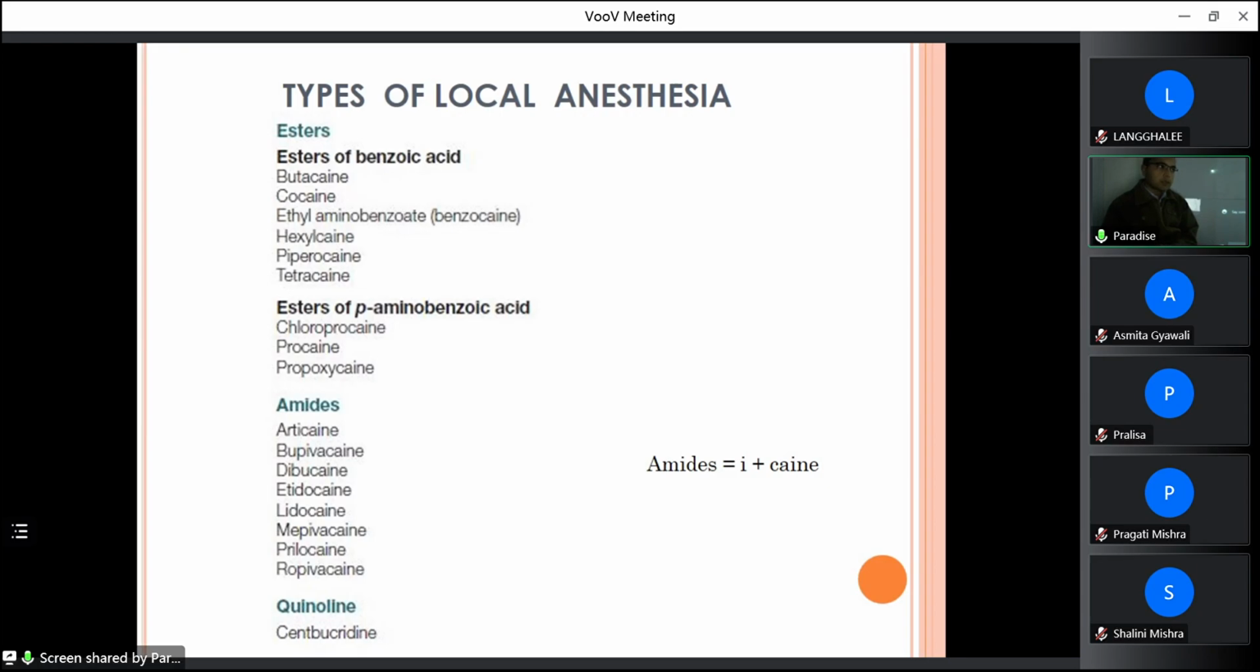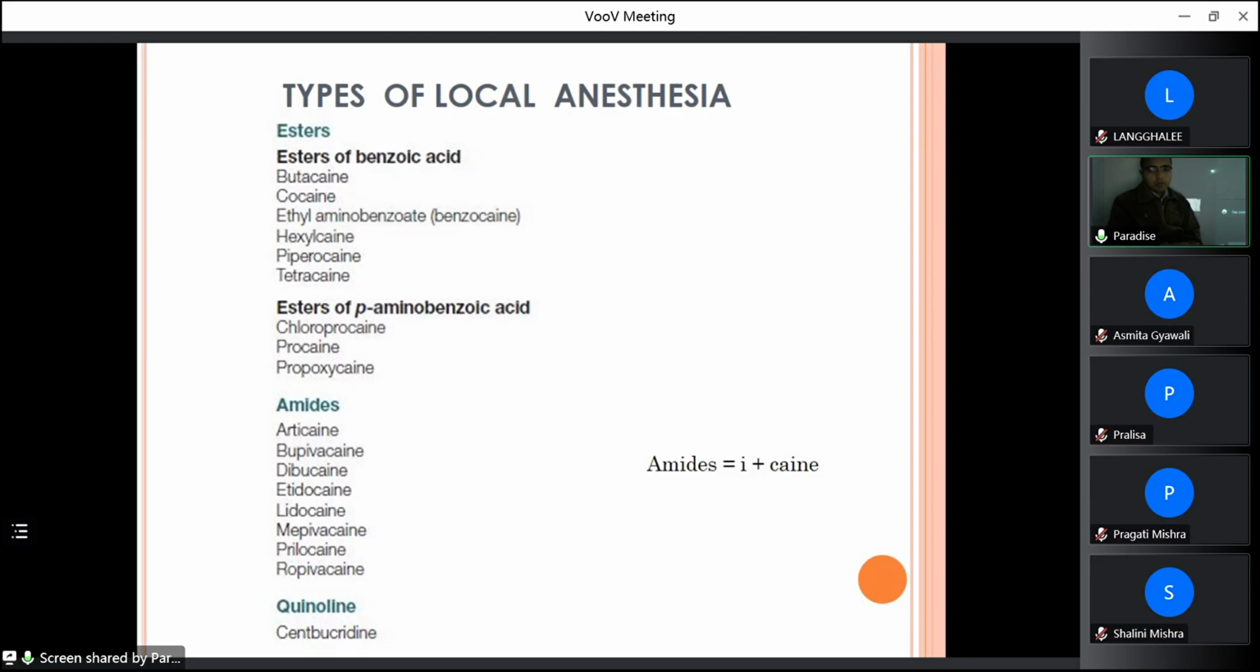The problem with ester local anesthetics is that they produce more allergic reactions. That's why they are not used, and we commonly use amides. Comparatively, amides produce less allergic reaction as compared to esters. The examples of amides are articaine, bupivacaine, dibucaine, etidocaine, lidocaine, mepivacaine, prilocaine, and ropivacaine. And the new one is quinoline, that is centbucridine. If the patient is allergic to both esters and amides, then you can use centbucridine.